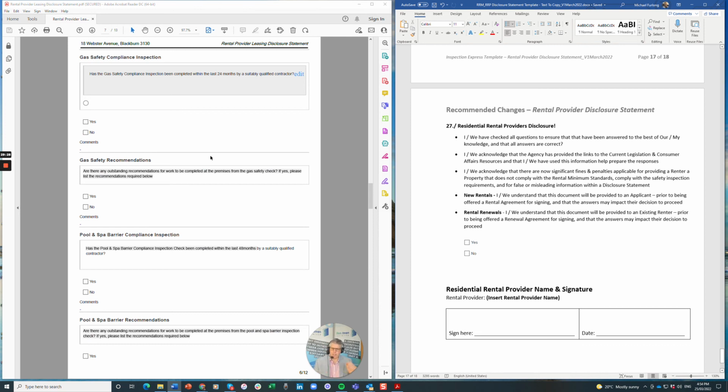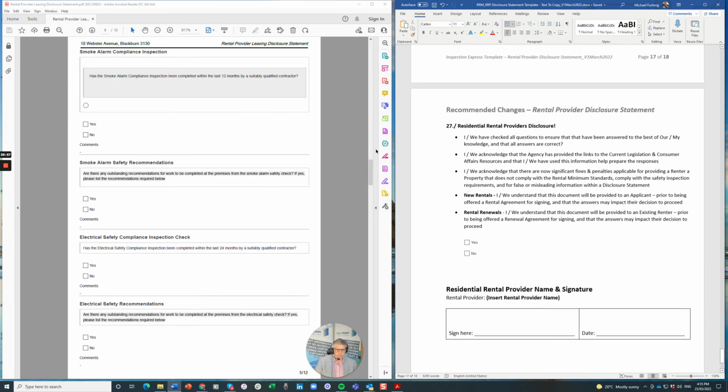But as I said, for the purposes of this one, for your existing owners, if you've got 200 properties, you want to get 200 of these out and make sure you've got them on, rental minimum standards you do, but you want to make sure you've got these for all of your lease renewals and when you've got notice to vacate and any changes to tenancy. Okay, newly created lease is what I mean, rental agreement. I'm getting there. Residential rental providers disclosure.